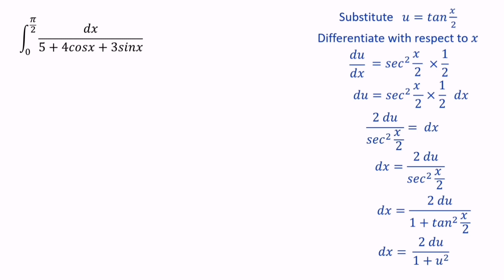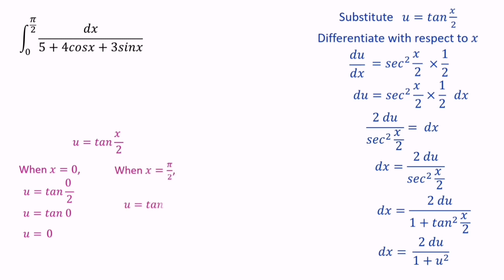Now we need to change lower limit and upper limit according to u variable. When x equals 0, u equals tan 0 over 2. Tan 0 over 2 value equals tan 0. Tan 0 equals 0. Therefore, u equals 0. When x equals pi over 2, u equals tan pi over 2 over 2. Tan pi over 2 over 2 value equals tan pi over 4. Tan pi over 4 means tan 45 degree. Tan 45 degree equals 1. Therefore, u equals 1.